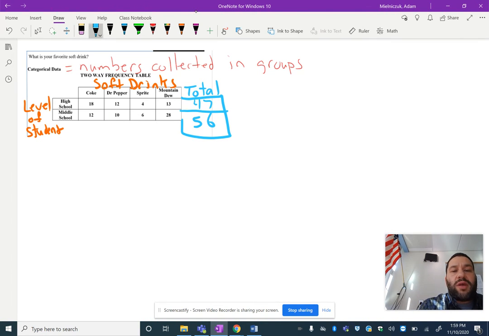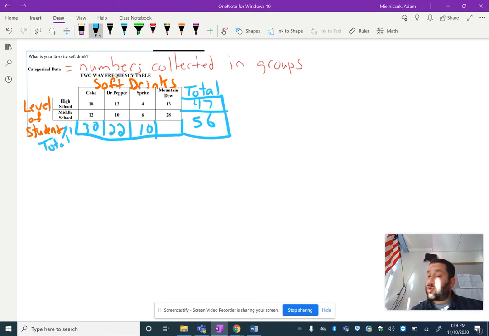Okay, another thing we might want to do is we might want to calculate the total this way. All right, we might want to see how many people like Coke in both groups. So here's another total. Okay, and that would go there. So we can see 30 students like Coke, whether it's high school or middle school, 22 like Dr. Pepper, 10 like Sprite, and surprising to my own personal taste, what is that? 38, 41 students like Mountain Dew. That's a little weird, okay, to me.